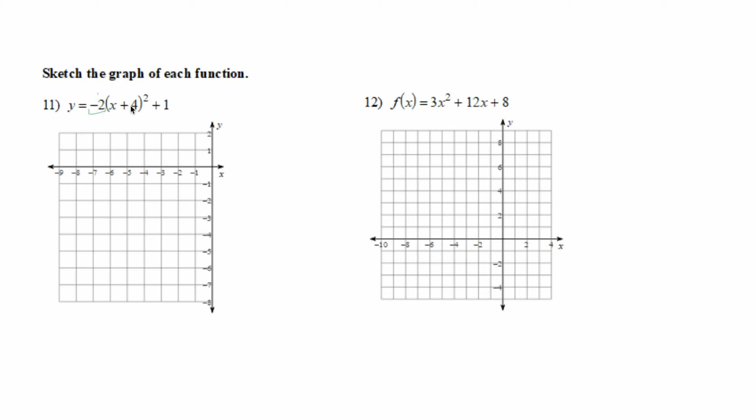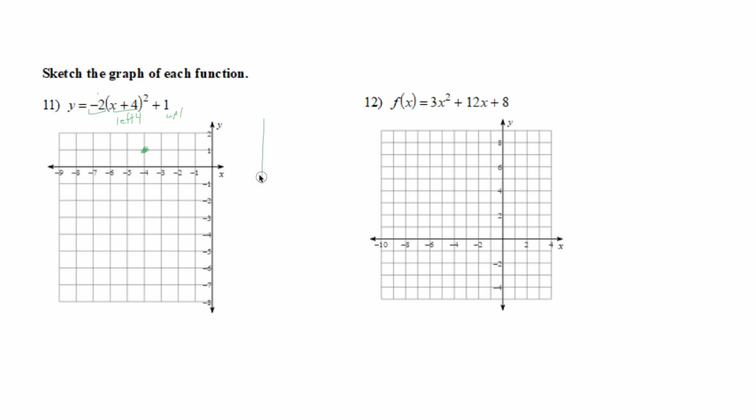What's inside the parentheses, this moves it left 4, and then this 1 moves it up 1. The reason it's left 4 is that it's the value that makes the squared part 0, and that would be -4, so we would move left 4. So we know the vertex will be left 4 and up 1. So let's go ahead and put the vertex there. We know it's going to be a little steeper and pointing down.